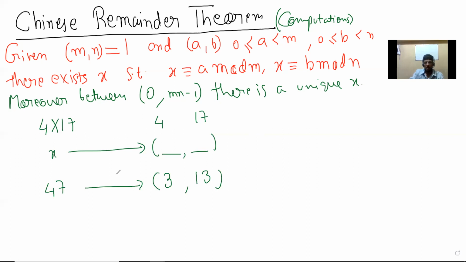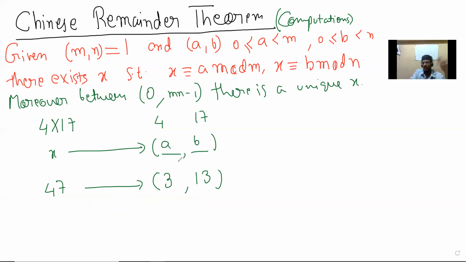The point is that given any number, you can look at its remainder when divided by 4, and you can write that in the first coordinate. And then you can look at the remainder when divided by 17, and you can put it in the second coordinate. Basically, we are saying that you can also go reverse, because for any a comma b, you can find such an x. That's what this theorem says.